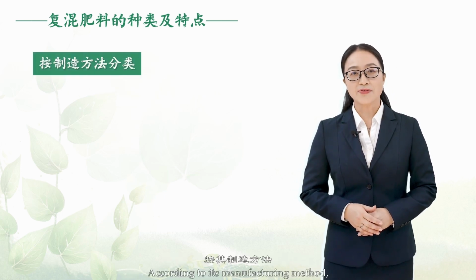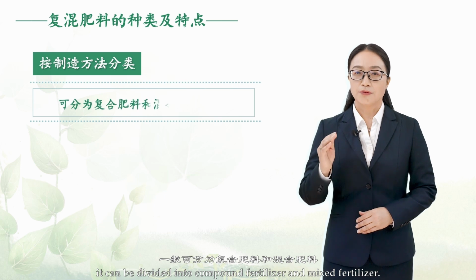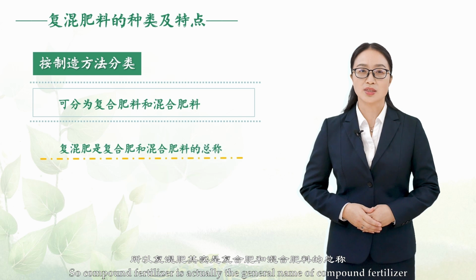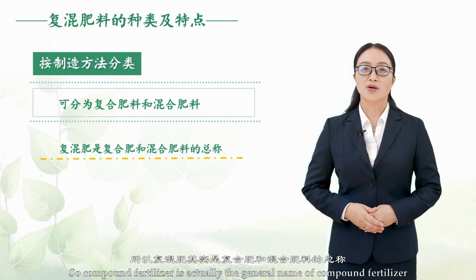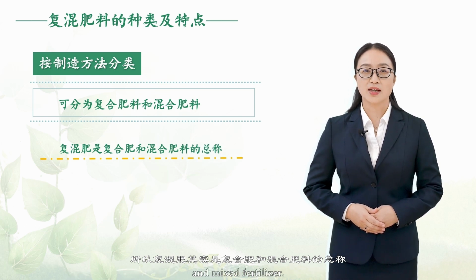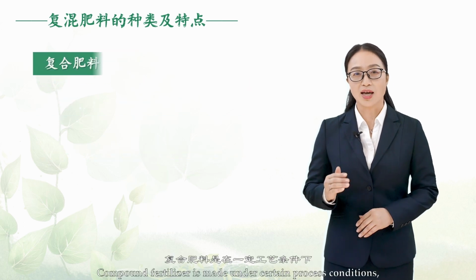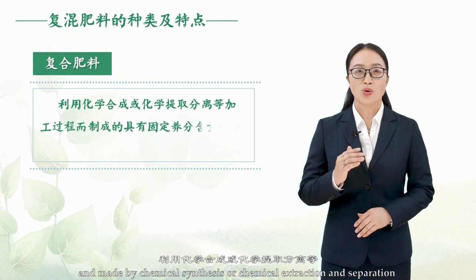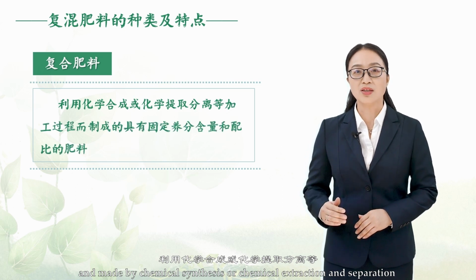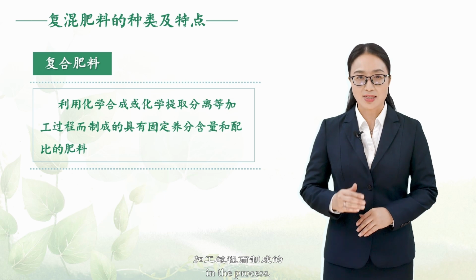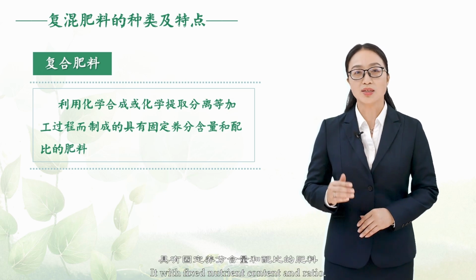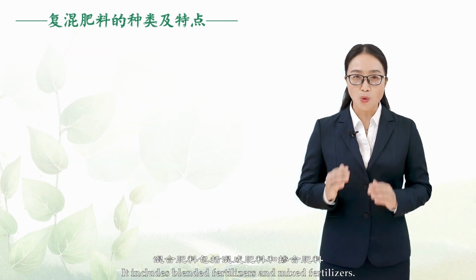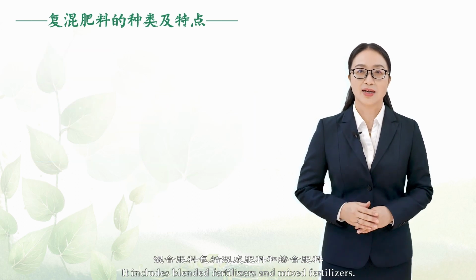According to its manufacturing method, it can be divided into compound fertilizer and mixed fertilizer. So compound fertilizer is actually the general name of compound fertilizer and mixed fertilizer. Compound fertilizer is made under certain process conditions by chemical synthesis or chemical extraction and separation in the process. It has fixed nutrient content and ratio. It includes blended fertilizers and mixed fertilizers.